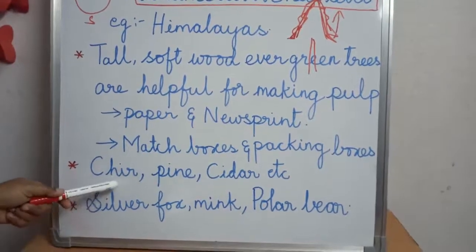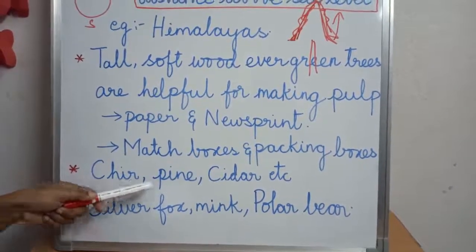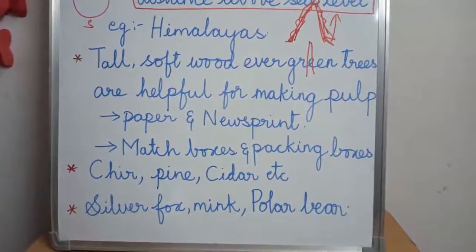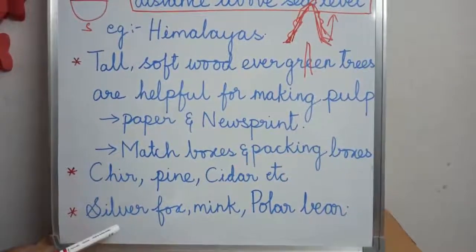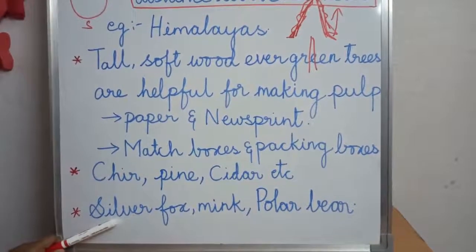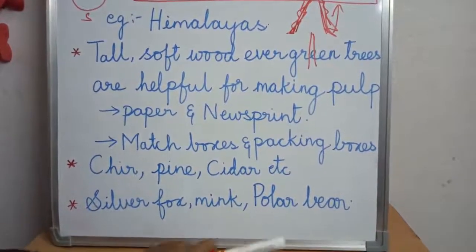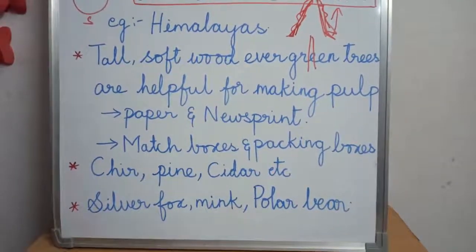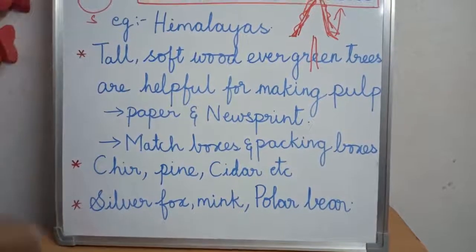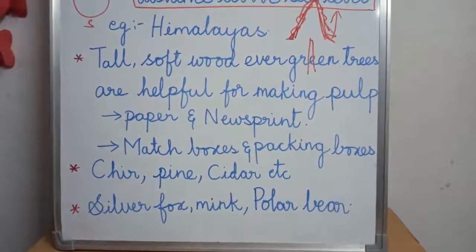You can find trees such as chir, pine and cedar. These are the most common trees you can see in this coniferous forest. And the animals? What are the most commonly seen animals over here? Silver fox, mink and polar bear. These are some of the important animals which you can see commonly in this coniferous forest. So that's all for today, children. Thank you.